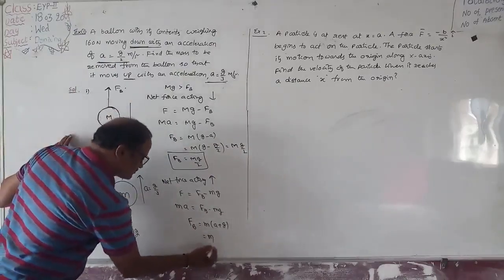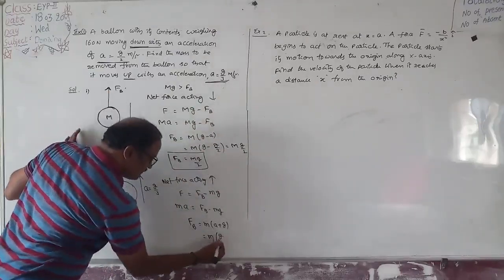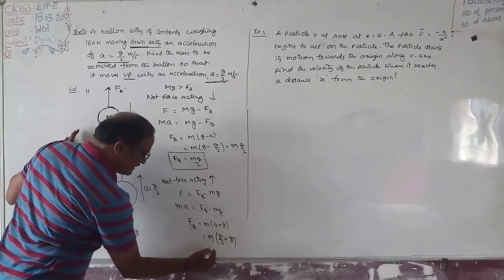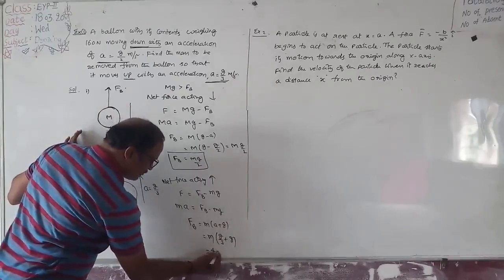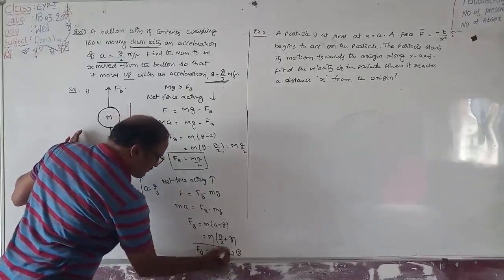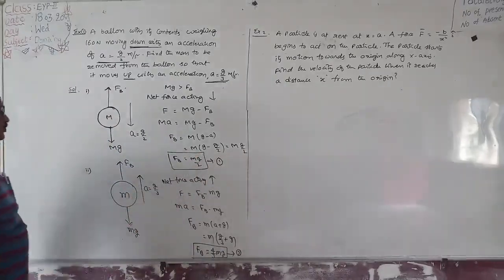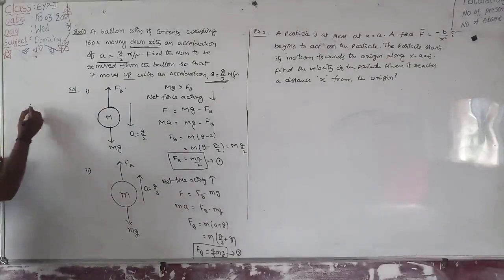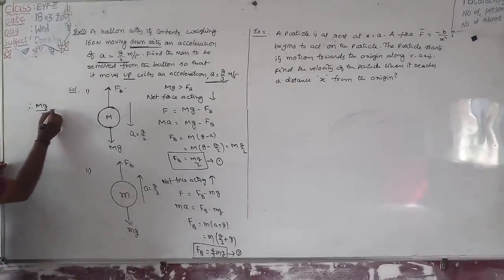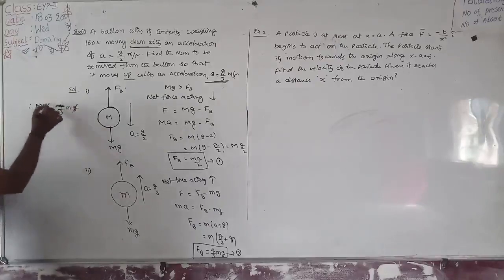Or this is equal to small m into (g by 3 plus g), where a is replaced by g by 3. That is equal to 4g by 3. So 4 by 3 into small m into g. It is equation 2. It is also equal to Fb. Fb is equal to 4 by 3 into small m into g. But in the first equation, Fb is equal to capital Mg by 2. By solving these two equations, both are equal to Fb. LHS are the same. Therefore, capital Mg by 2 is equal to 4 by 3 small m into g. On both sides g and g cancel.